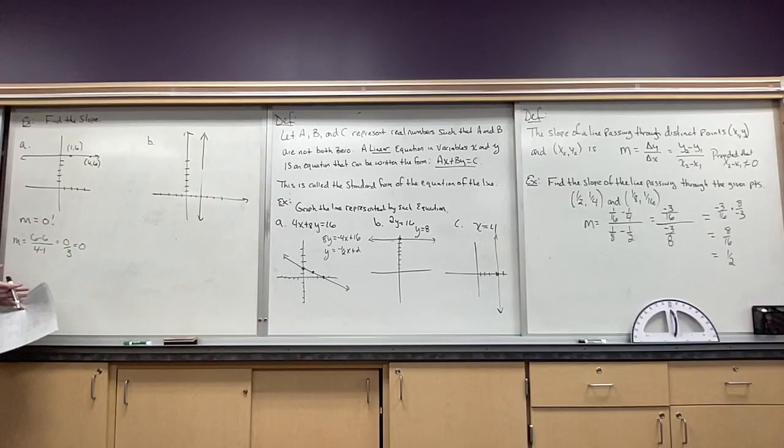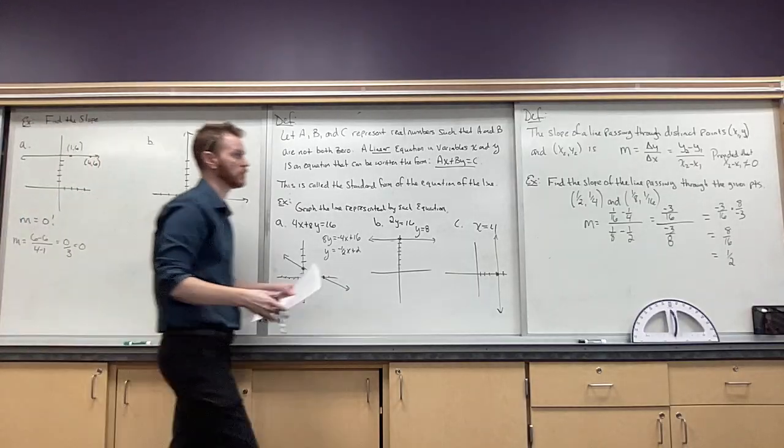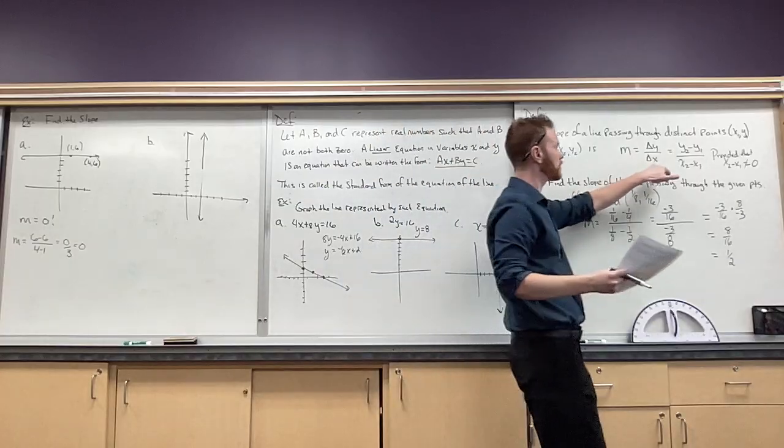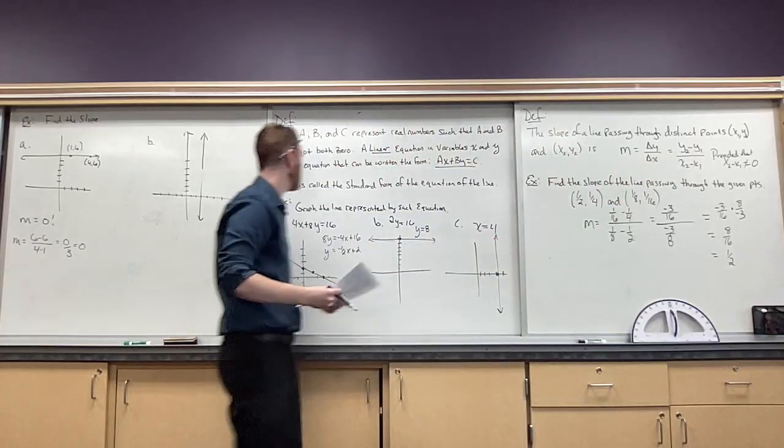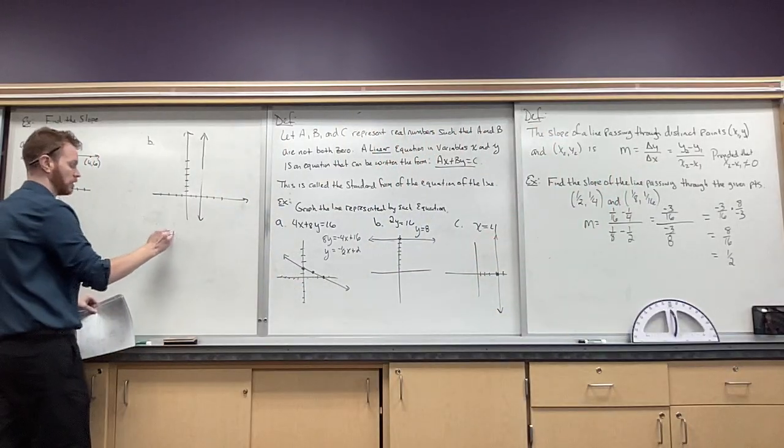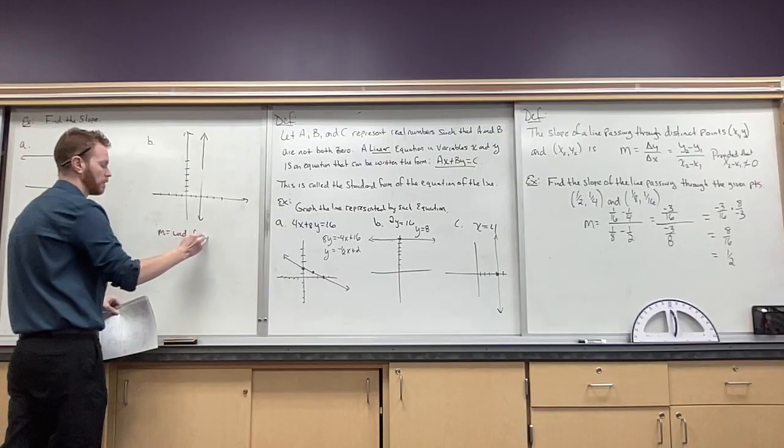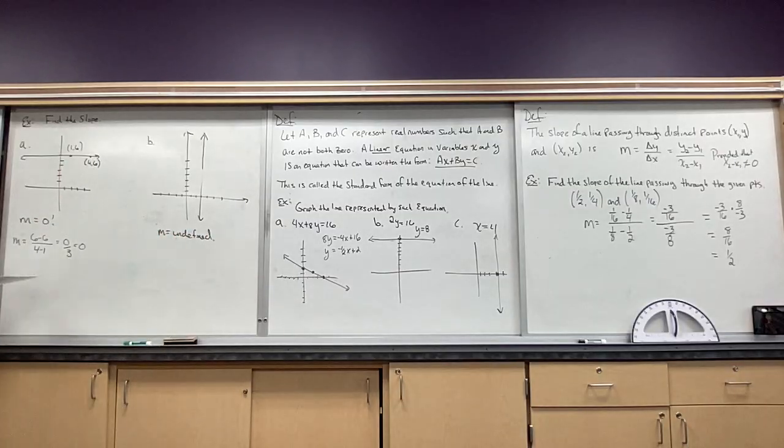That's a vertical line. It's rising a lot, but not any sort of horizontal change. So that means that the 0 is in the denominator, which we know is undefined. So the slope of this guy, we'll just say undefined. Okay? But if you're still not sure of that, just pick any 2 points.